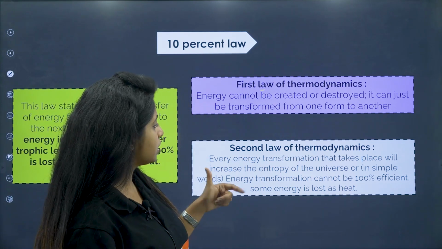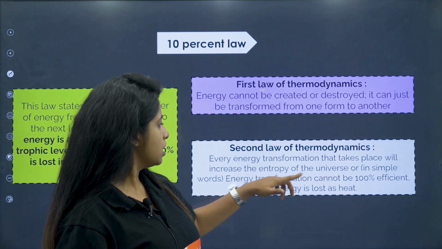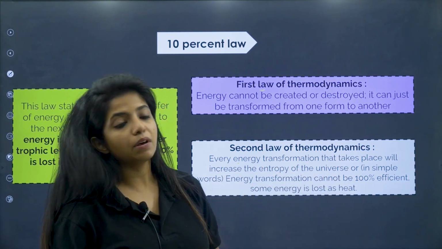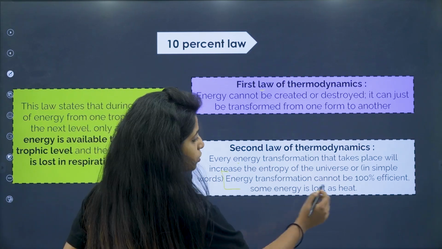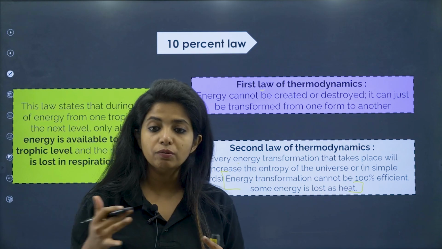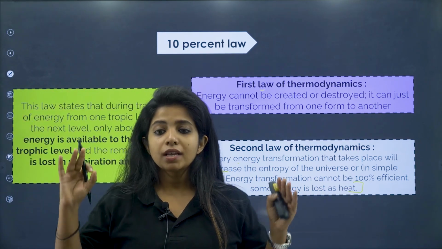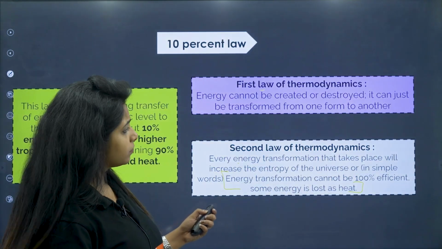Now, the second law of thermodynamics states that every energy transformation increases the entropy of the universe. Every energy transformation cannot be 100% efficient. Some energy is always lost as heat. That is easy for you to remember. Whenever an energy transformation or transfer takes place, it's not 100% efficient. Some energy is lost as heat as well, which is why it is not 100%.